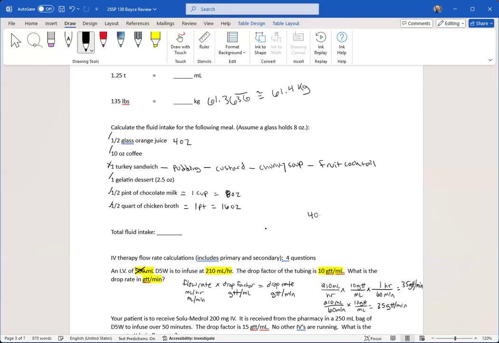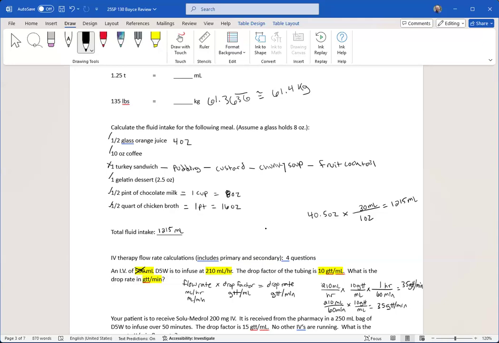I'm just going to write that over here. So 40.5 ounces. And what I'm going to do is convert that because I know that 1 ounce is equal to 30 milliliters. So that 40.5 times 30 will give me 1,215 milliliters. That should be what our answer is. Or it is what the answer is.